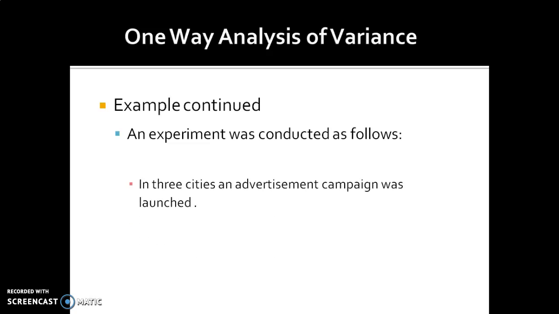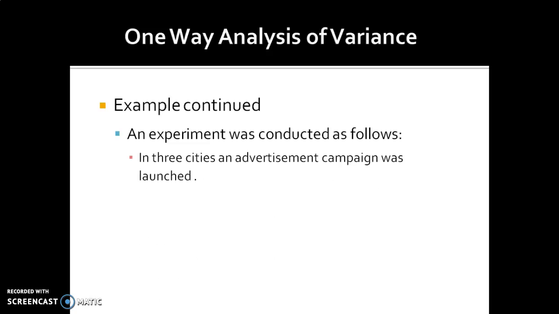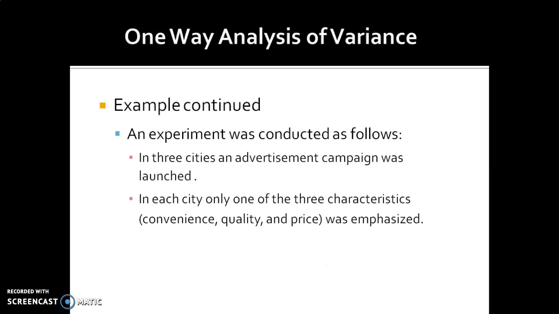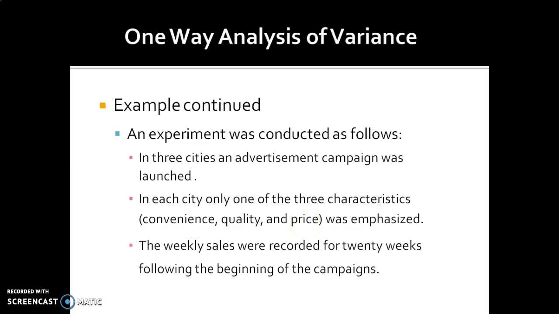Now, an experiment was conducted which is as follows. In 3 cities, the advertising campaign was launched by that marketing manager. In each city, only one of the 3 features, that is convenience, quality and price, was emphasized. In one city he told only about the convenience of the product, that means how convenient it is to get the orange juice. In the other city he mentioned the quality, that means what sort of quality you shall be getting by consuming this orange juice. And in the third city, he emphasized the low price of that orange juice.